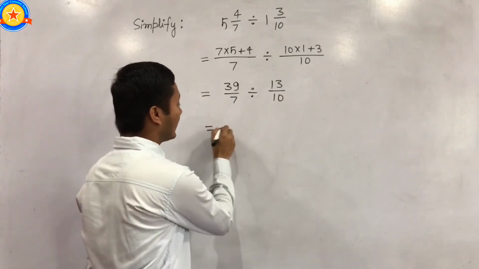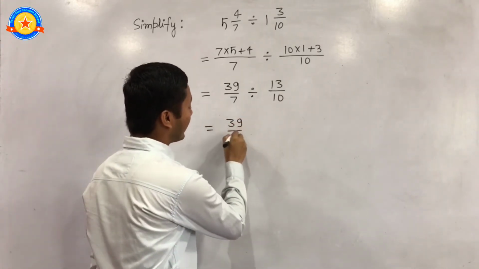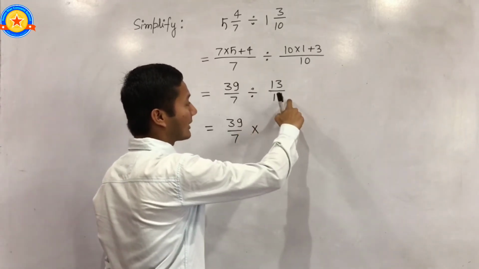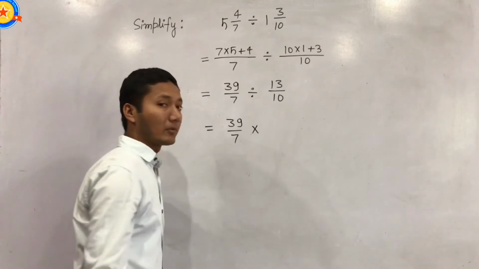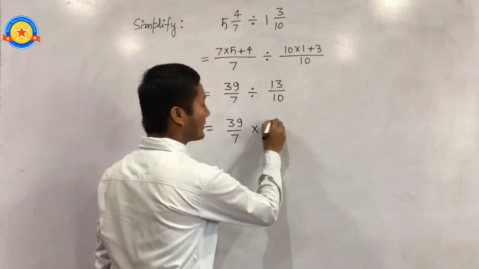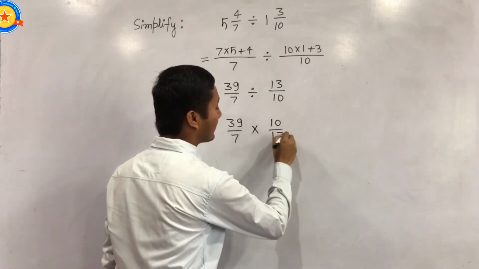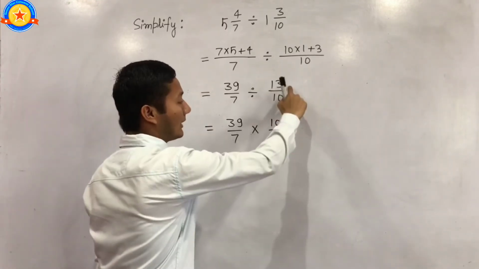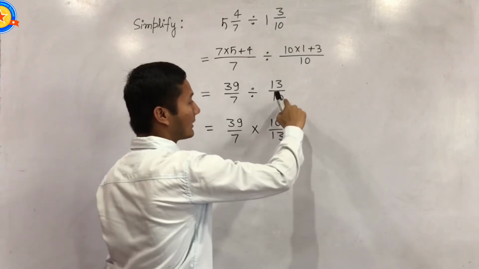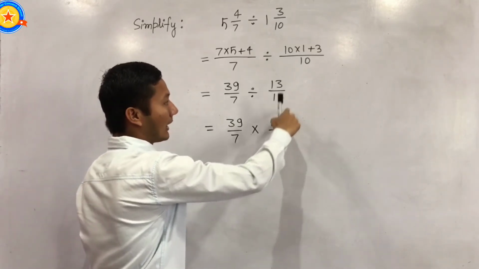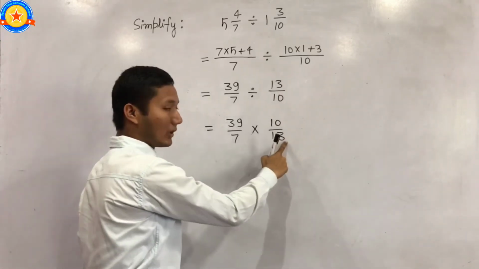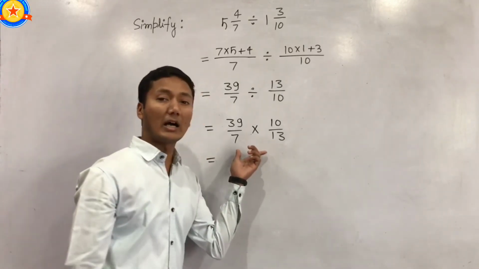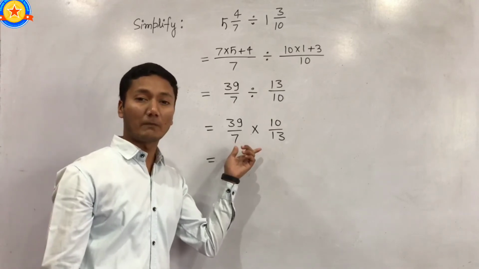Now if we solve this, it becomes 39 by 7, and the divide symbol converts into multiply, and the next fraction is converted into the reciprocal of this fraction. It becomes 10 by 13. Reciprocal means we have to interchange the places of numerator and denominator. From here to here, we make this denominator the numerator and we make this numerator the denominator. Okay. Now if we further solve this, then it becomes a question of multiplication of fractions.